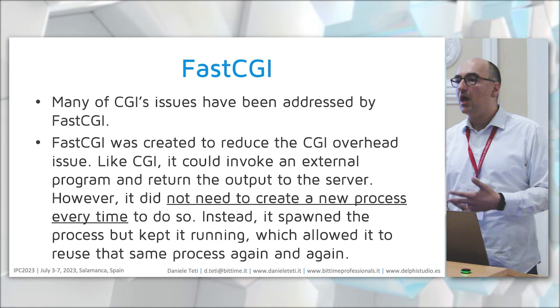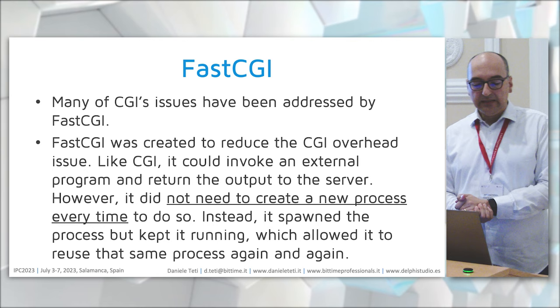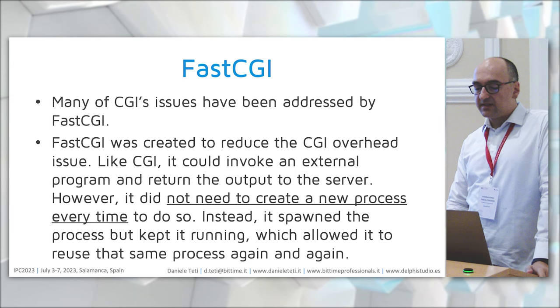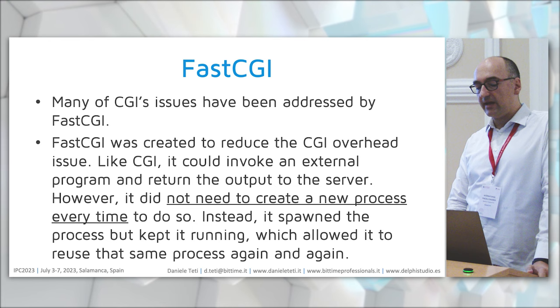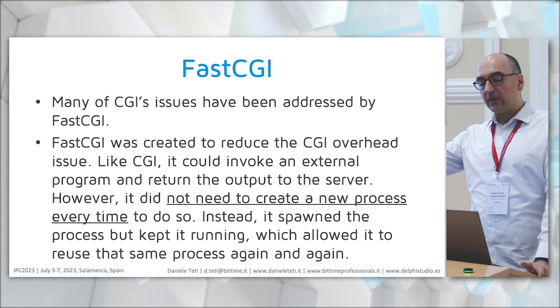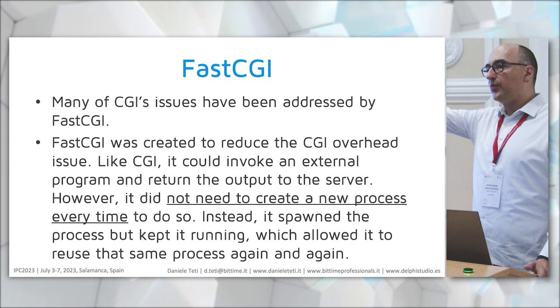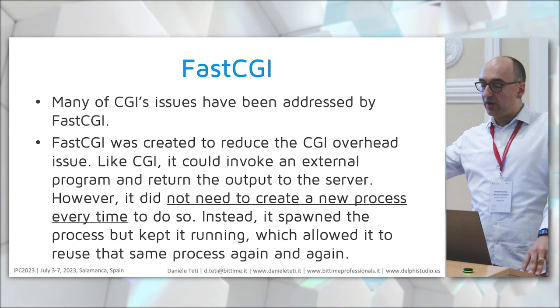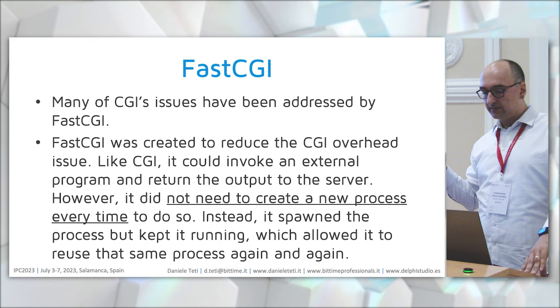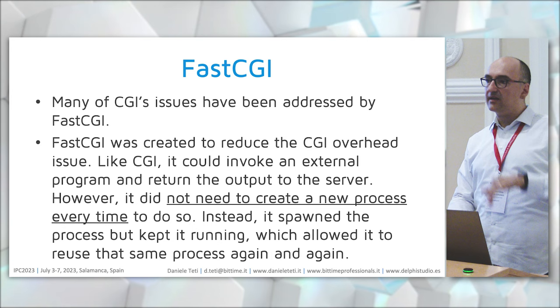So how to solve this problem? FastCGI, the next version of CGI. Many of the CGI issues have been addressed by FastCGI. FastCGI was created to reduce the CGI overhead. Like CGI, it could invoke an external program and return the output to the server. However, it did not need to create a new process every time. Instead, it spawned the process but kept it running in a sort of infinite loop. This loop allowed reusing the same process again and again.